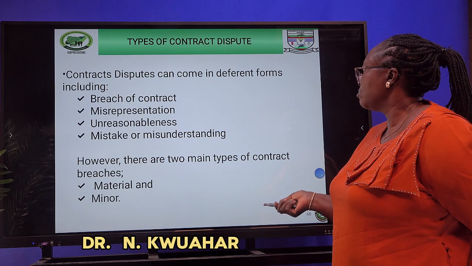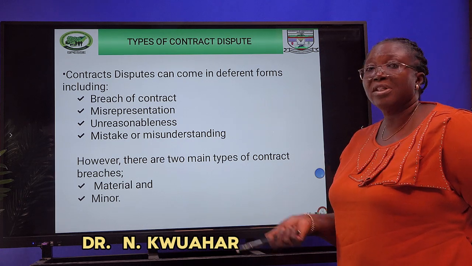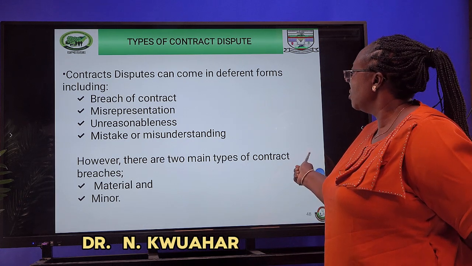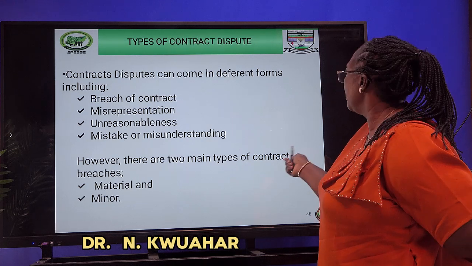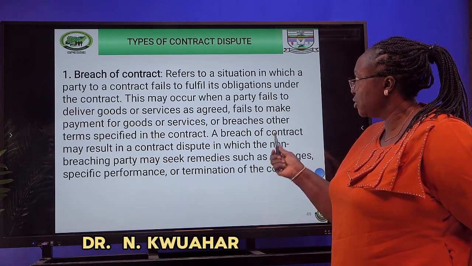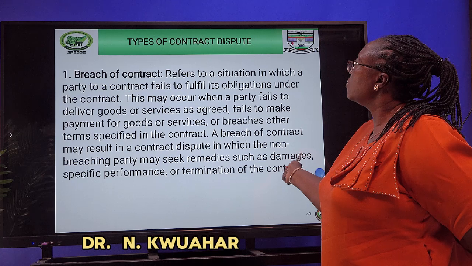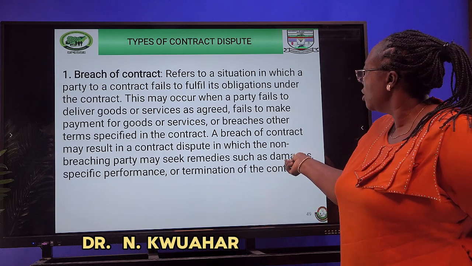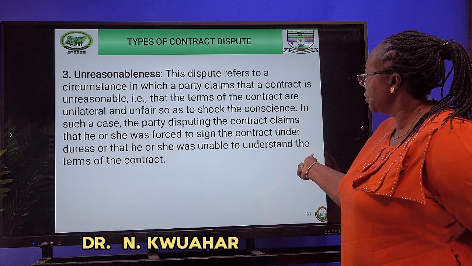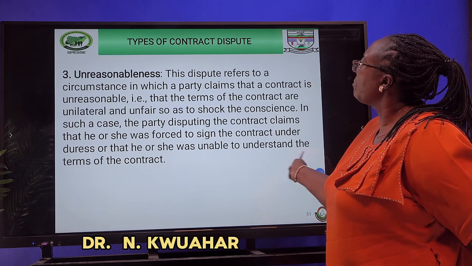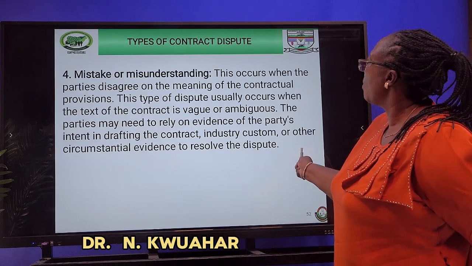However, there are two main types of contract breaches. There can be material breaches, which are very fundamental to the contract, or minor issues that are not very fundamental and can be overlooked. So the materials have explicitly captured those issues, and you can refer to them.